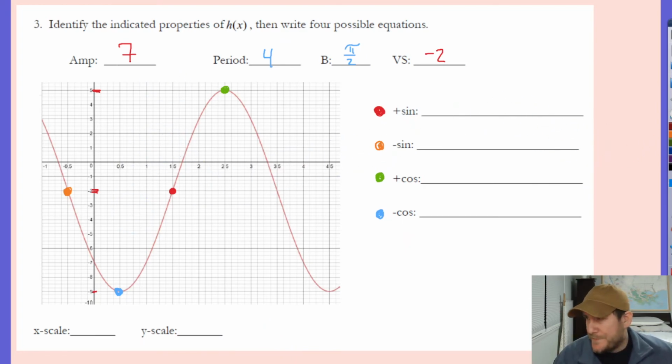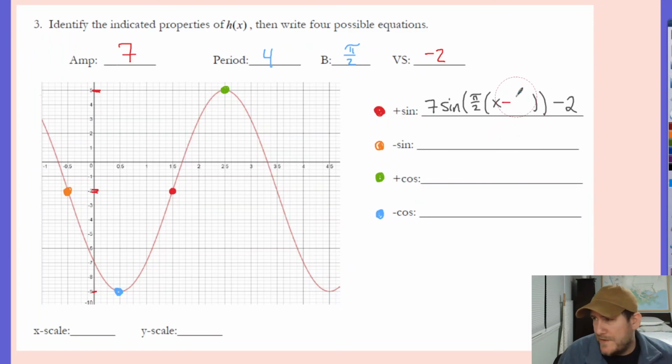So we did it. I guess we're going to go 7 times the sine of pi over 2 x, some phase shift, minus 2 on the end. The phase shift is 1.5 to the right, so it's minus, and nobody says 1.5. Come on, guys, seriously, just use fractions. I'm serious. Use fractions. Alright, next one.